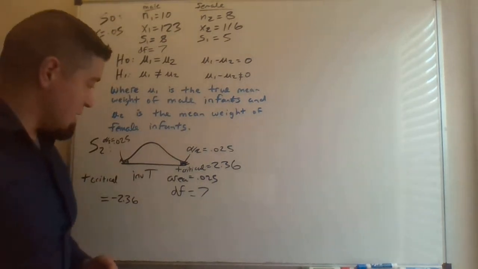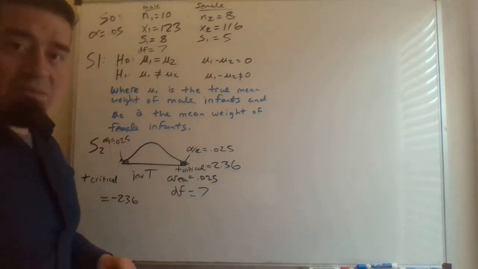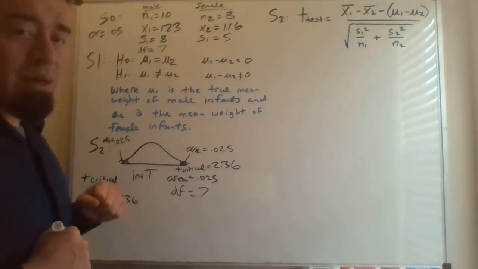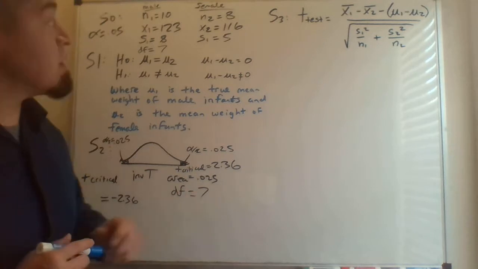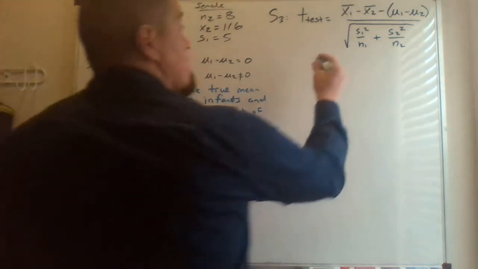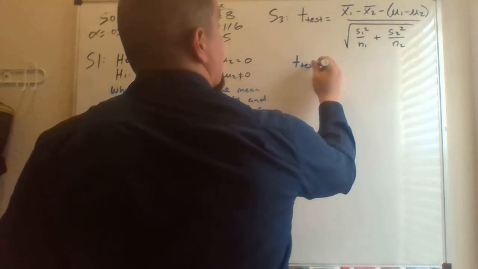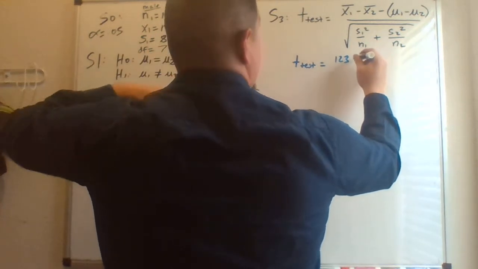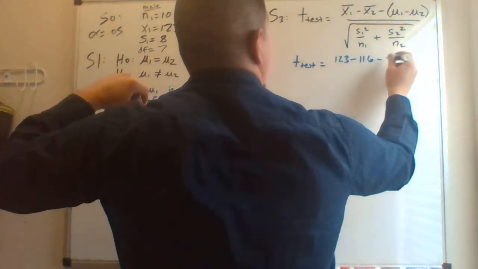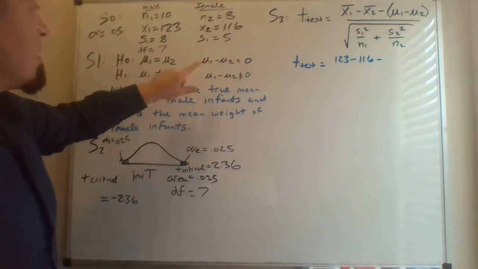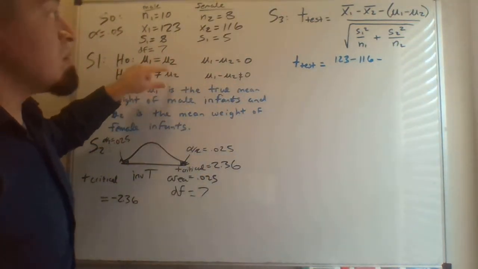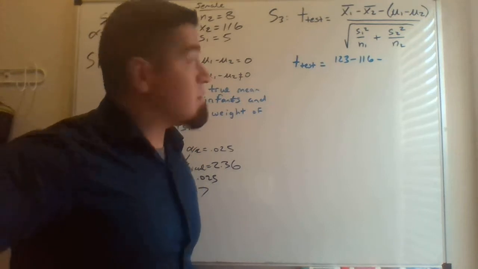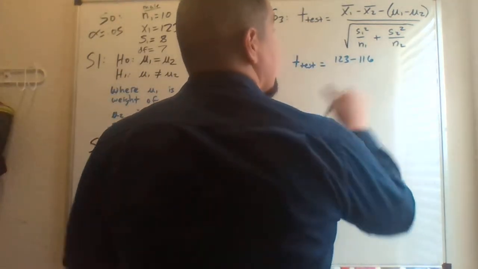Next, we find the test statistic. Let me take a second to write the formula up. I have the formula that's on your papers. To find the t-test, there's nothing to it, just input the numbers into the formula. So t-test, x bar 1 is 123, minus x bar 2 is 116. And based off our assumption, mu1 equals mu2, therefore if you subtract them, they should be 0. So I really don't need that part of the formula in this case.